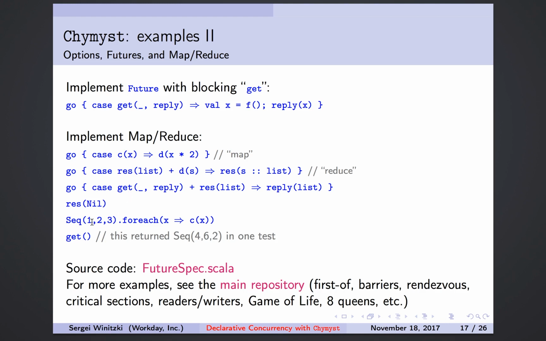Suppose we have a number of values. We want to perform some function in parallel on all of these values, and then we want to collect results. So the map step consists of, let's say, multiplying a number by 2, and the reduce step consists of putting all the results into a list. How do we implement that in the chemical machine?